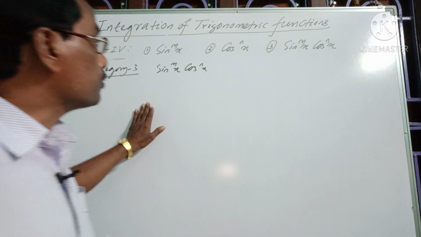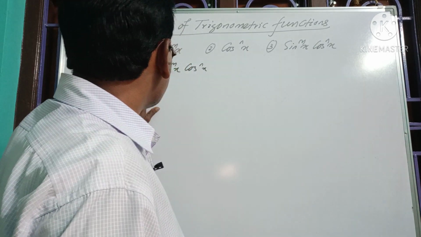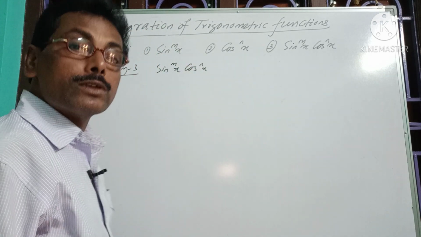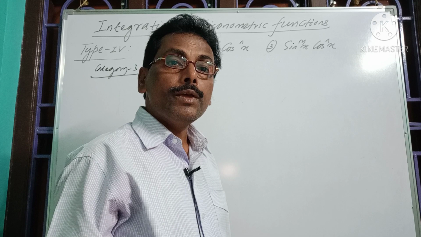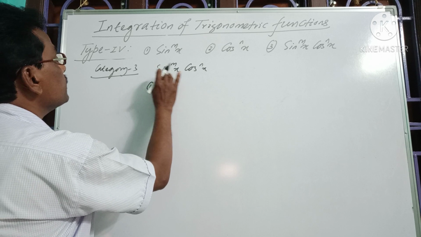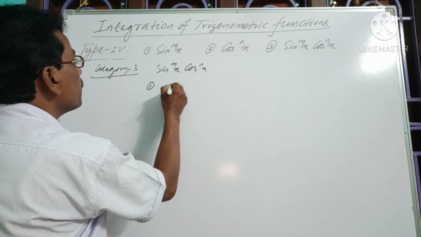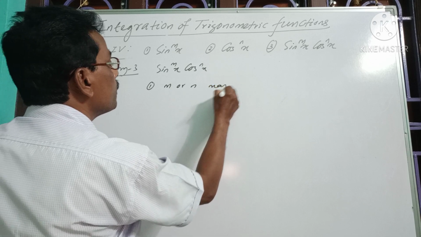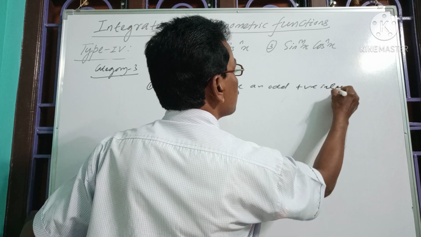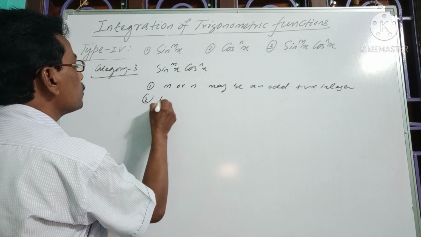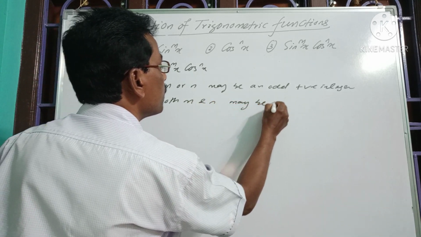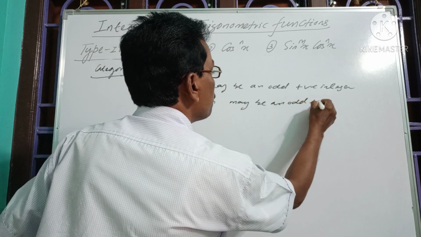Now let us consider integrating the third category of integrand, that is sin to the power m x into cos to the power n x, where m and n are higher powers of sine and cosine function, and m or n is an odd positive integer. So in sin to the power m x into cos to the power n x, in the first case m or n may be an odd positive integer, or in the second case both m and n may be odd positive integers.